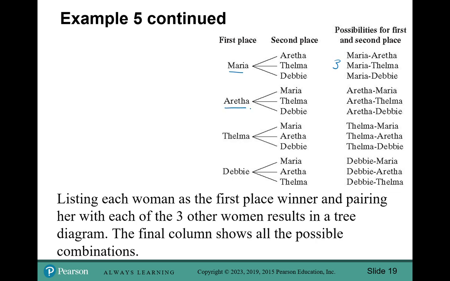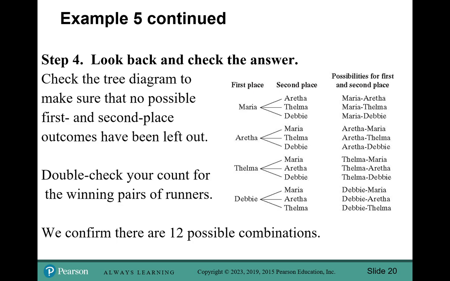We have to look at Arthrea getting first place and one of her 3 friends getting second place, which gives us 3 more combinations. And then we look at Thelma, and then we look at Debbie, and each of those also gives 3 additional combinations here. So listing each woman as first place winner and pairing her with each of her 3 other women results in a tree diagram here. And the final column shows all possible combinations. If we add all those combinations up, 3, 6, 9, 12, we have 12 possible combinations here.